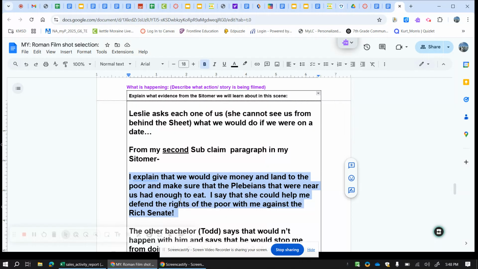We're going to give money and land back to the poor and make sure that the plebeians that live around us have enough to eat. I say, you can help me on this date. We can defend the rights of the poor against the rich Senate. We'll give back to the people what they need.